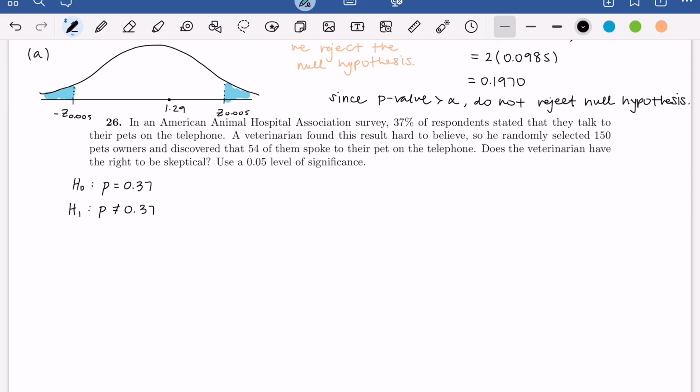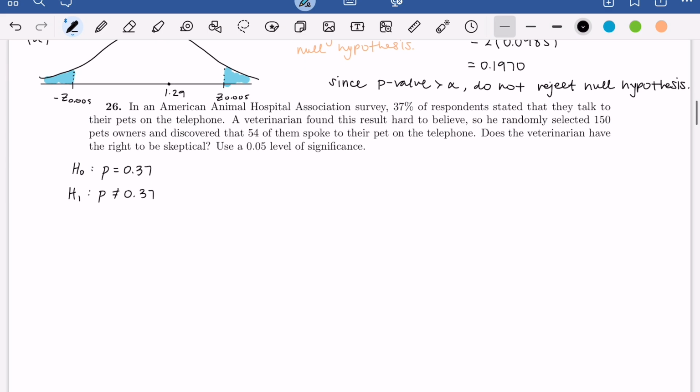All right. Now, for this problem, it is reasonable to assume that the pet owners in the sample are independent, and it is given that the sample is random. The next thing that we need to check is this quantity here and make sure that this is in fact greater than 10.